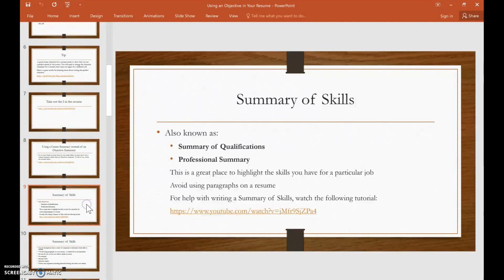Most of us would benefit, under the objective, from using a summary of skills heading. This is where I report all the skills and qualifications I have for the position I'm applying for. The section could also be called Summary of Qualifications, or Professional Summary. If you have been working for a certain period of time, you would use the Professional Summary. I do have an additional video if you would like more help with the Summary of Skills section.